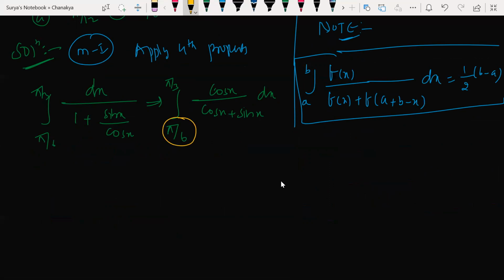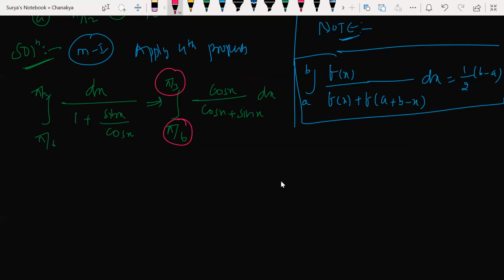F of x I have here. Okay. And f of x plus f of a plus bx I have. Now if you just properly apply this, this is a, this is b. Okay, so apply the property here.